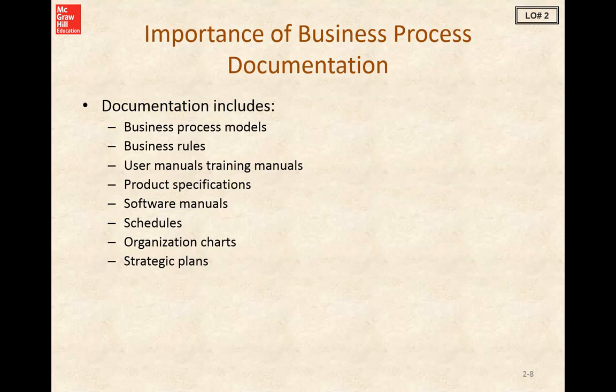So let's take a look at what you might have out there at either your existing firm or future firm for business process documentation. You could have a business process model. There could be written business rules. For sure, a user manual or training manuals, product specifications, software manuals, schedules, organizational charts, and strategic plans.